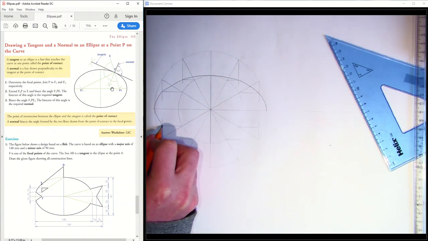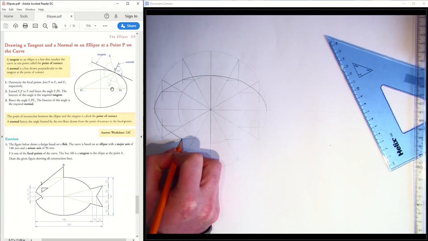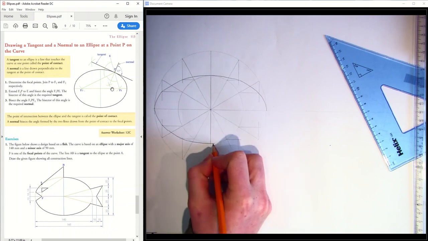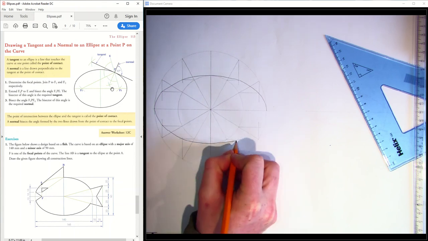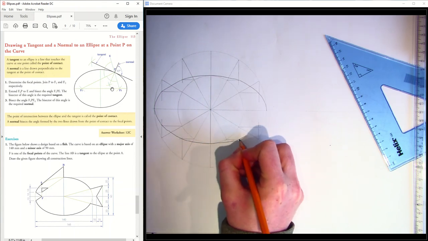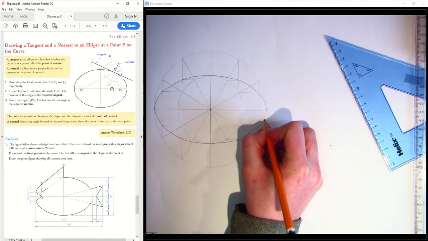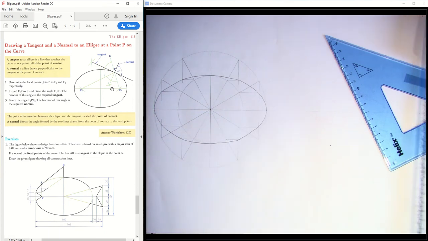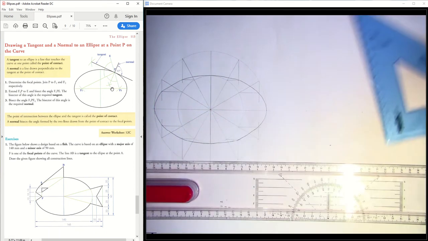again. This should be done freehand, and try to use smooth lines, not going over the same line multiple times. Okay, so there we go. Now I want to construct a tangent to the ellipse.